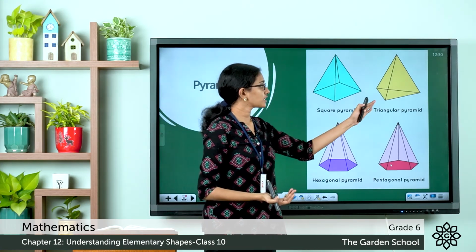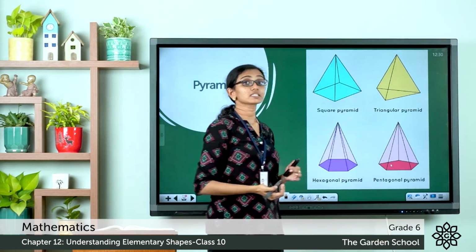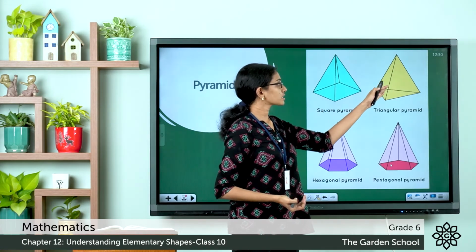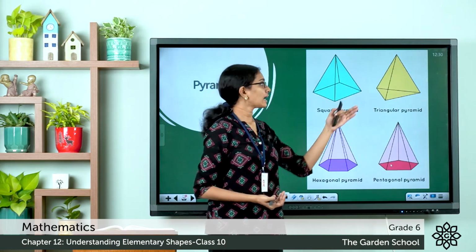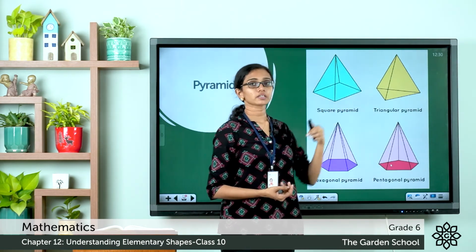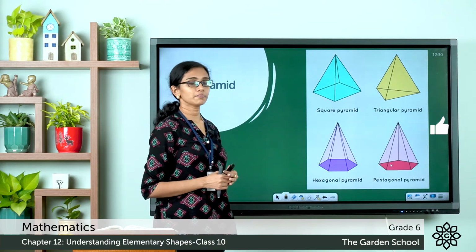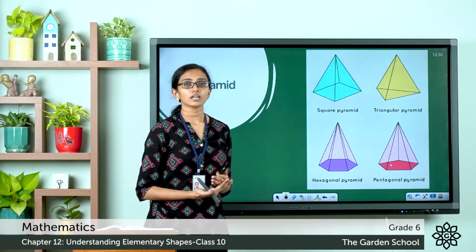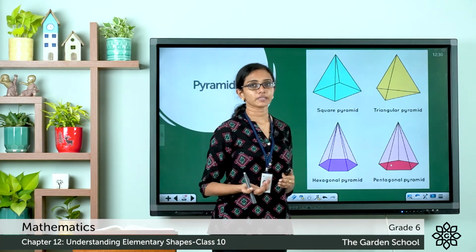Now, the next one, a triangular pyramid. See the base is a triangle, hence the name triangular pyramid. Now, on the sides, we have got triangular faces and the triangular faces meet at the top and it's called the apex of the triangular pyramid. And this is a hexagonal pyramid. The base is a hexagon. The faces on the sides are triangles. They meet at the top, at the apex.